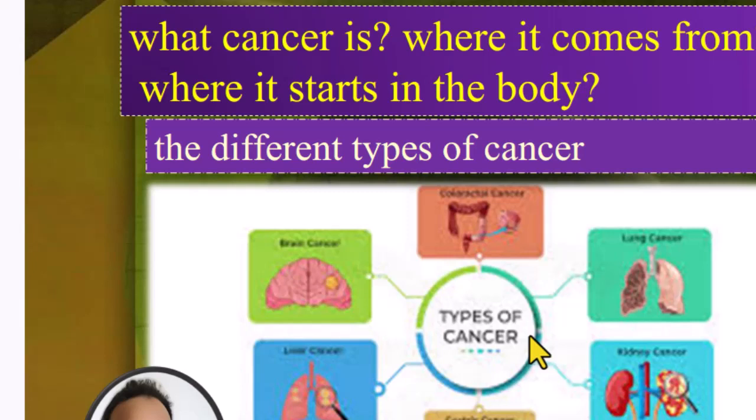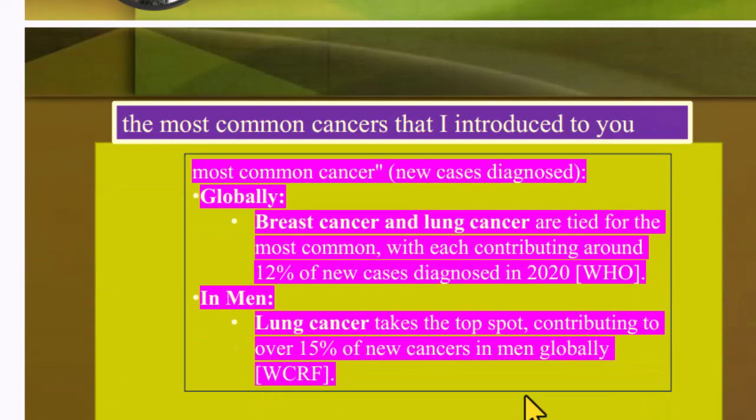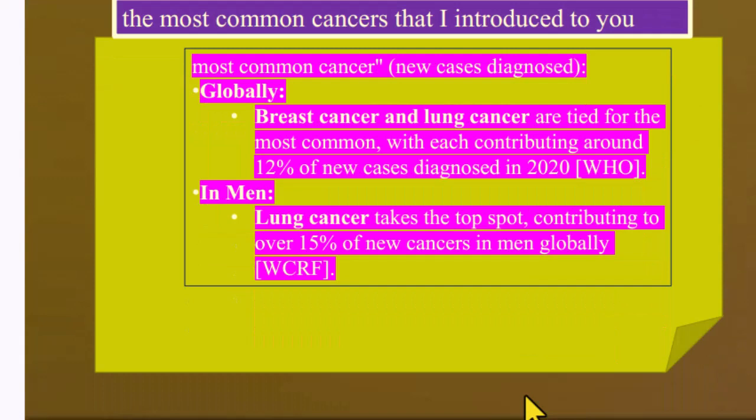Welcome. In the previous lecture, we discussed what cancer is, where it comes from, where it starts in the body, and the different types of cancer. In this lecture, we start speaking about the different types of common cancer, and we start with lung cancer.